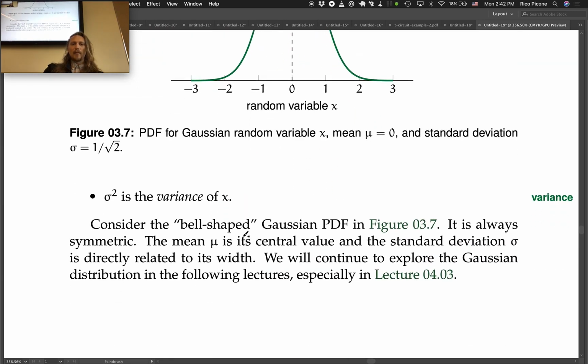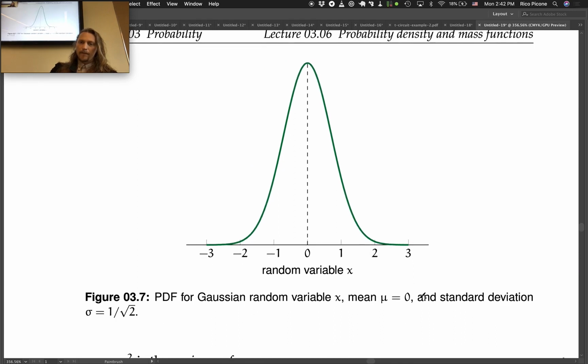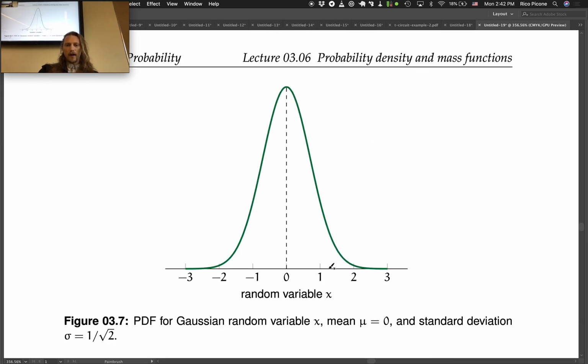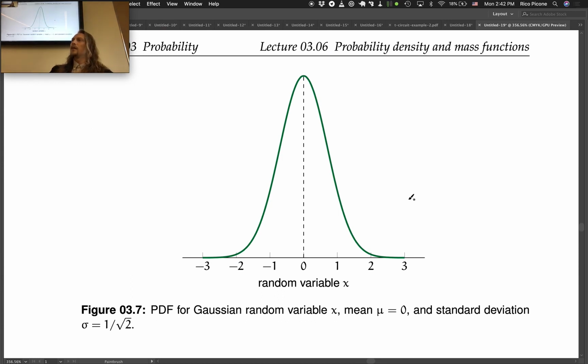Very good. Consider the bell-shaped Gaussian PDF in figure 3.7. This one here. It is always symmetric. The mean, mu, is its central value, and the standard deviation, sigma, is directly related to its width. We will continue to explore the Gaussian distribution in the following lectures, especially lecture 4.3. But it's worthwhile getting a sense of this. This is actually the same form that we used in the example with the Johnson-Nyquist noise, right? Okay, so it's Gaussian.